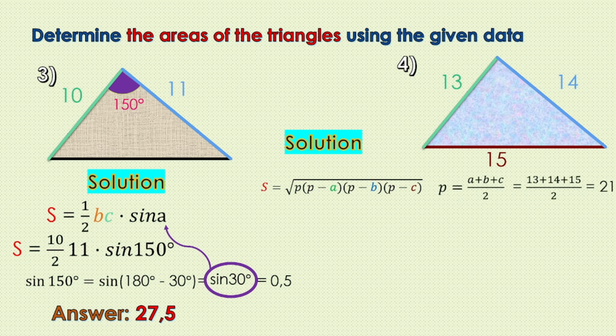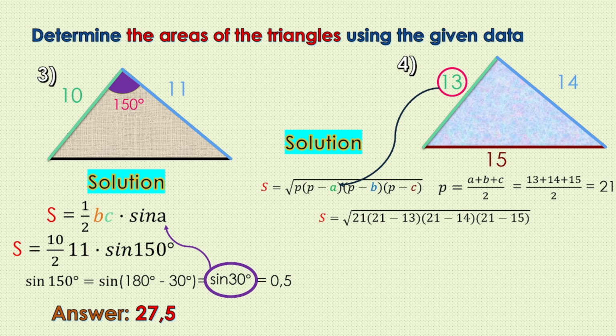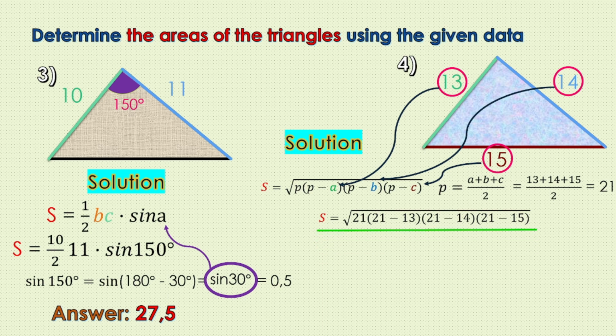But first you need to find the semiperimeter. Look, I will specially highlight the sides in different colors. Green, blue, brown. We substitute them. 13, 14, 15. Divide by 2, this is 21, and we substitute everything into this formula. And these sides, the green side, 13, is substituted here. The blue side, 14, is substituted here. And the brown side is substituted here. And here is how it looks, of course, after the substitution.